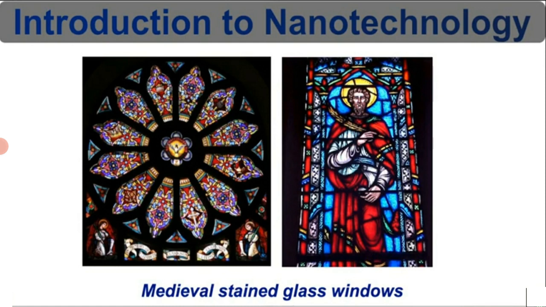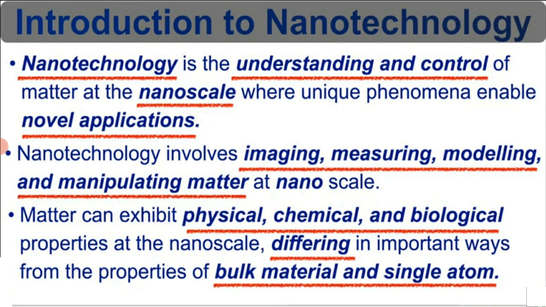This is an example of nanoparticles: medieval stained glass windows. Nanotechnology is the science of designing, producing and using structures and devices having one or more dimensions of about 100 millionth of a millimeter or less. Such atomic scale fabrication is known as the bottom-up approach, as opposed to the top-down approach that we are accustomed to.